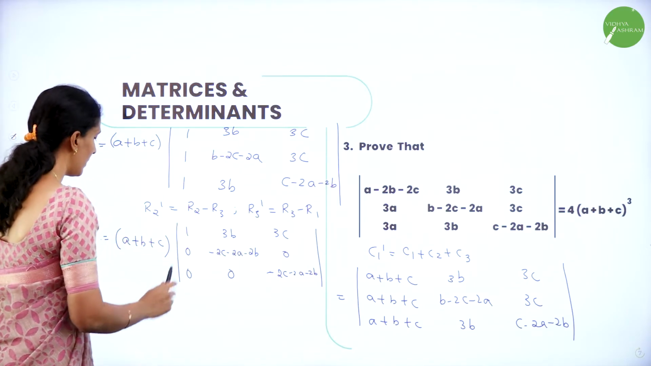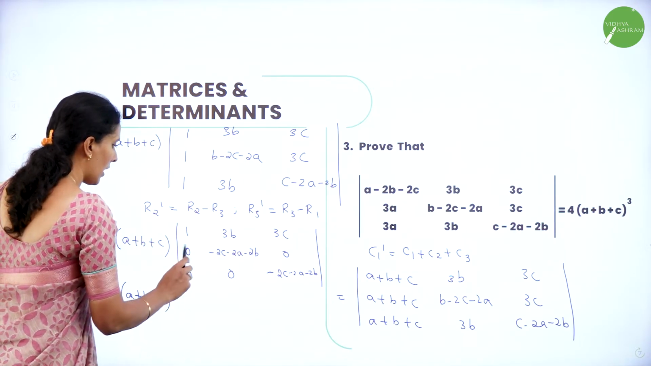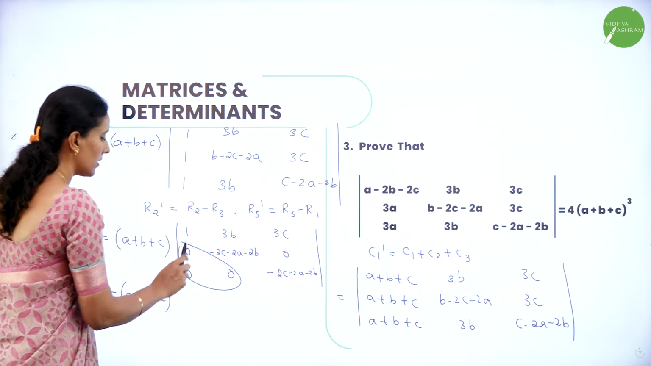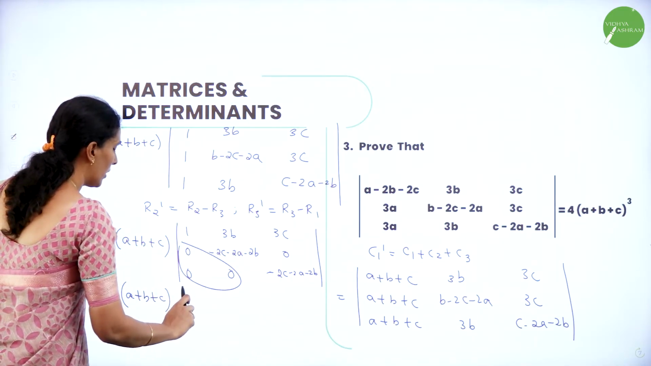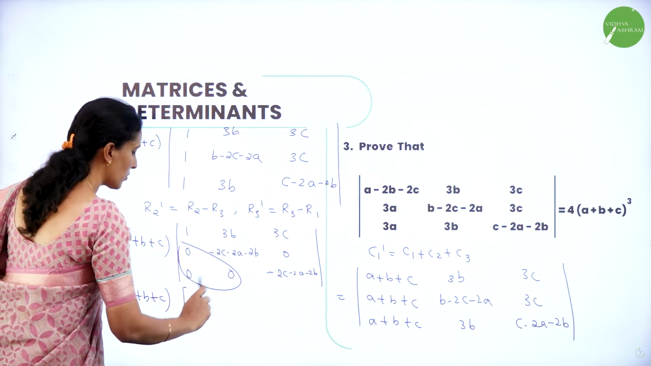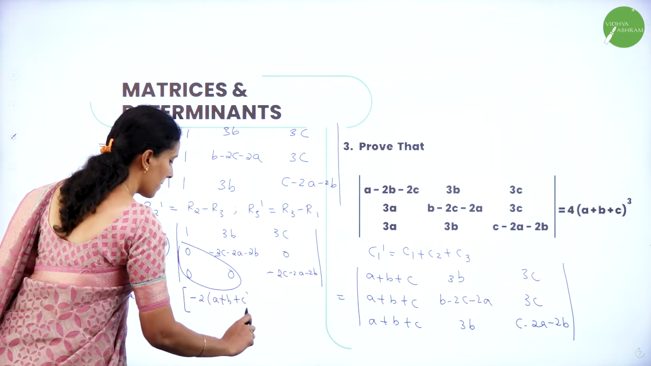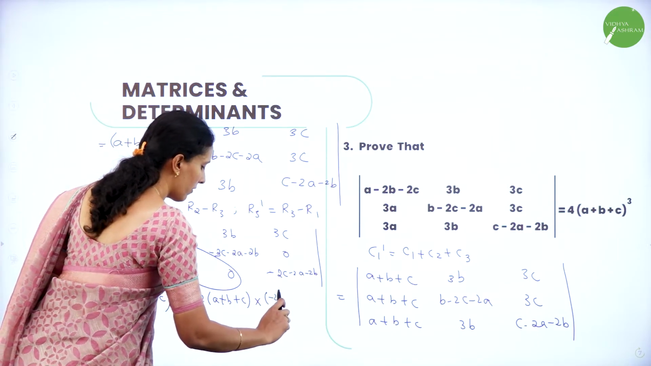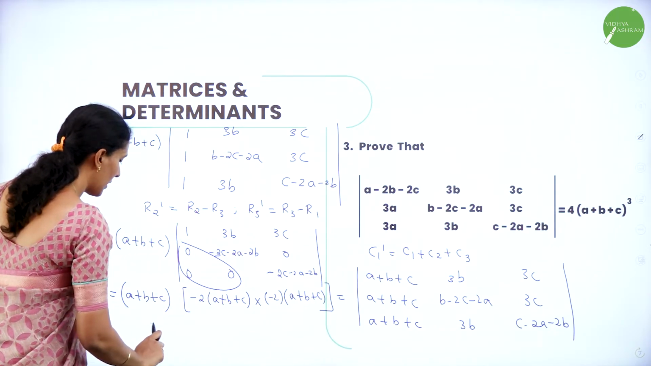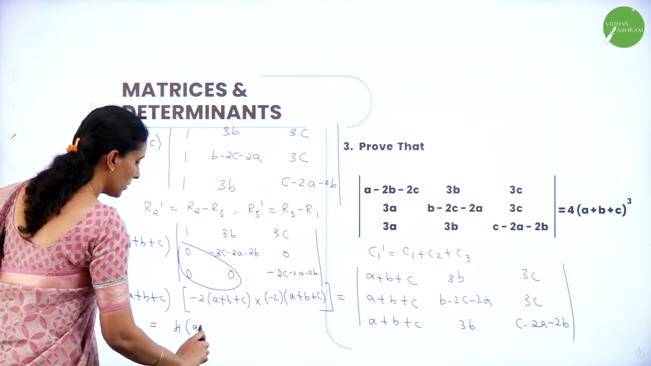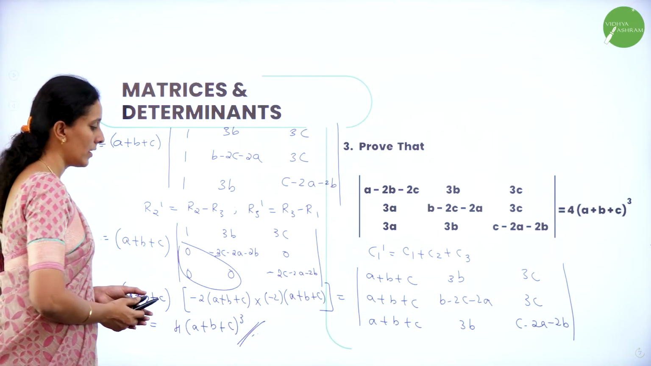So now expand this, you will get a plus b plus c, and you can clearly see this is equal to 0. So you can directly write it as a product of two principal diagonals, that is 1 into, you can take minus 2 as a common factor, a plus b plus c, into again minus 2 as a common factor, a plus b plus c. So by multiplying we will get 4 into a plus b plus c whole cube. So this is the answer.